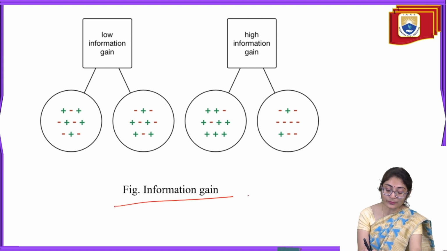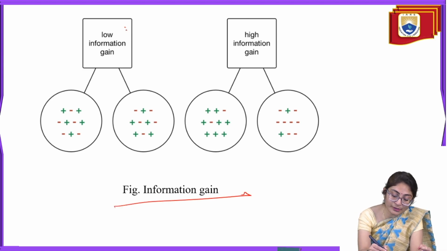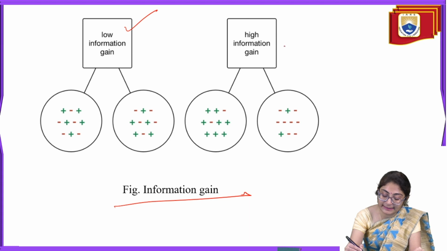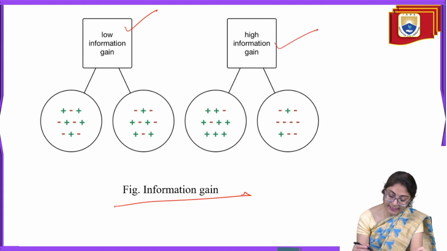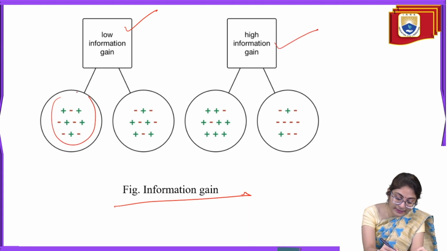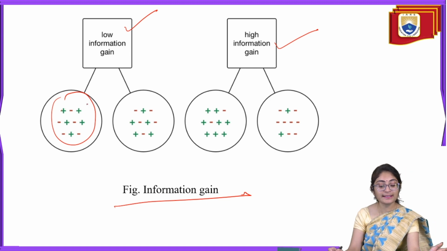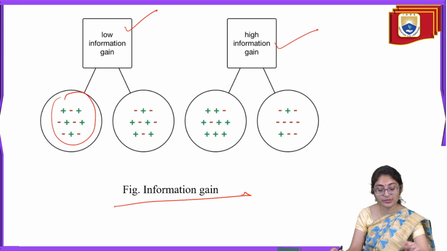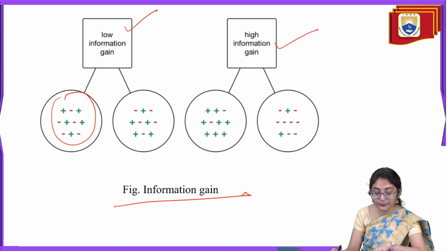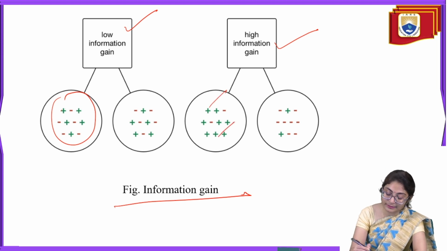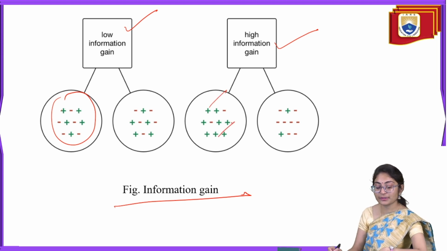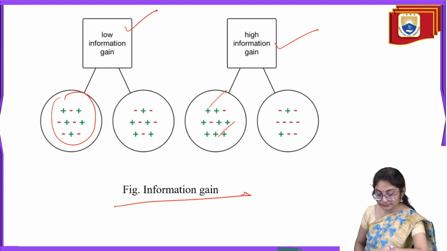This is the diagram of the information gain. This is showing the low information gain and this is showing the high information gain. That means you can see the green color symbols are showing the low information gain, and here the green color symbols are showing the high information gain.